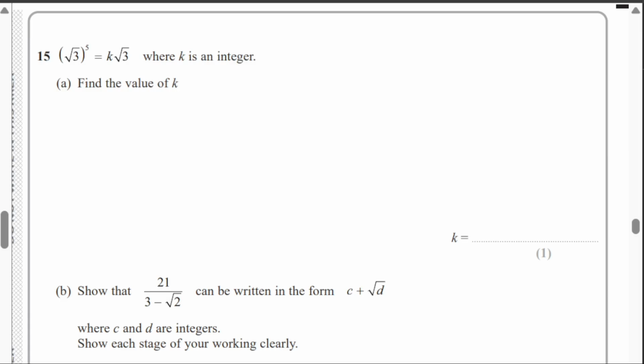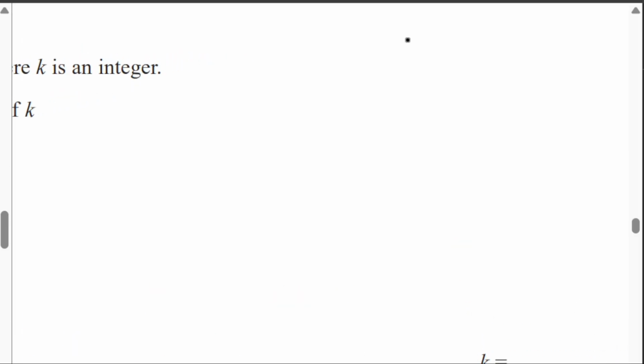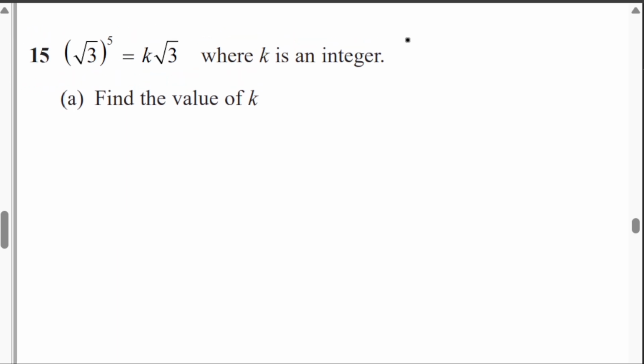Question 15 is 4 marks. The question has 2 parts. Part A. Root 3 to the power 5 is equal to k root 3, where k is an integer. Find the value of k. There are many ways to do this. Let's do it the fun way first, and then let's do it the indices way.